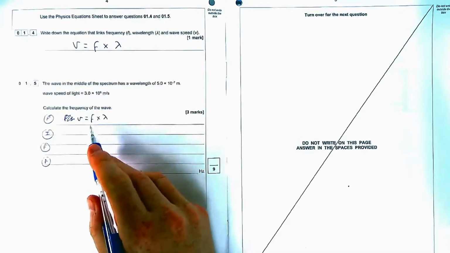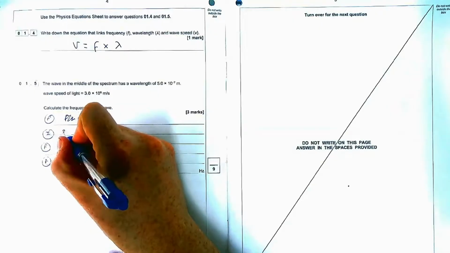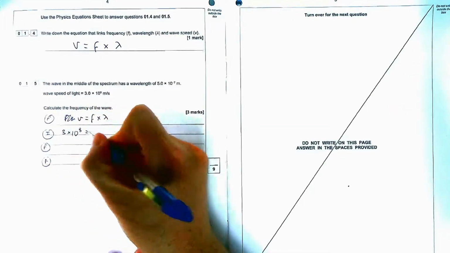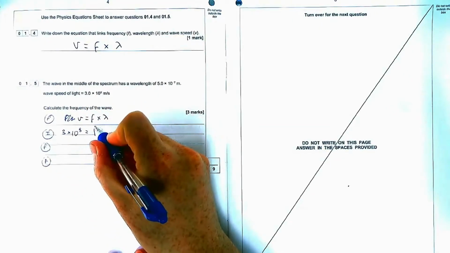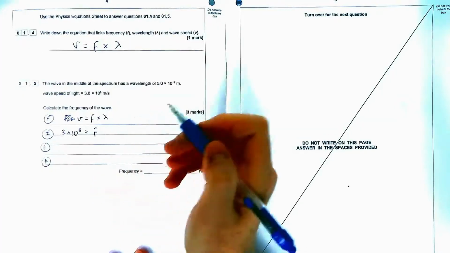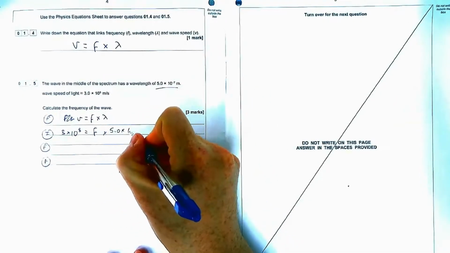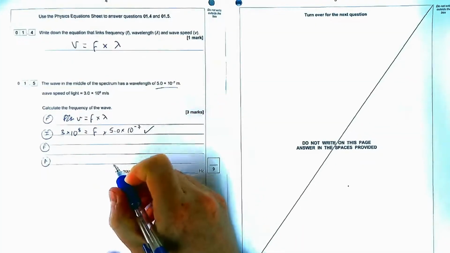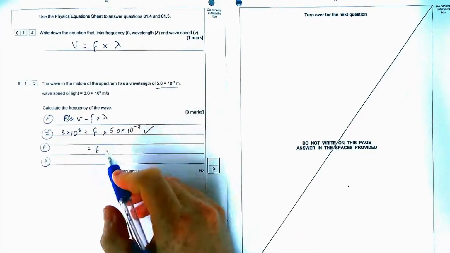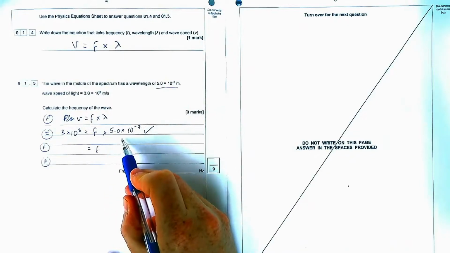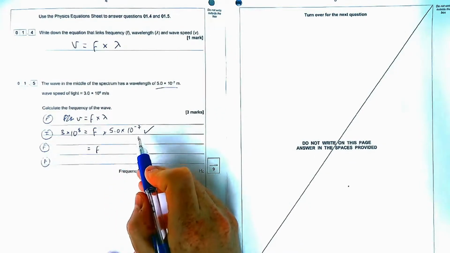I don't like triangles, I don't like rearranging before you've got your values in, because you get a mark for doing this next bit. Okay, so we don't know what frequency is, so I'm going to leave that as a blank. You can leave it as an X if you want to. We do know what wavelength is, it tells us that at the start of the question. And that's your first mark secured. Next, we've got to figure out what to do. I've currently got f, the thing I'm trying to find, multiplied by 5 times 10 to the power minus 7. So I need to get rid of that.